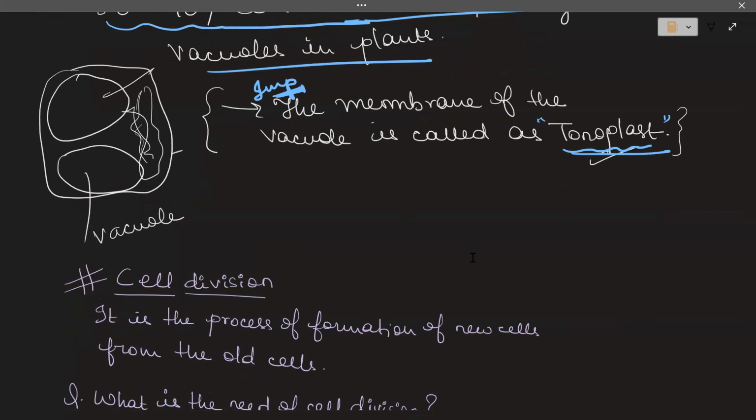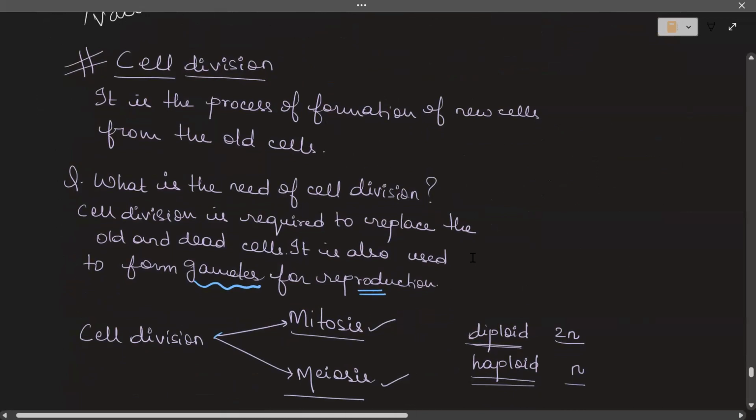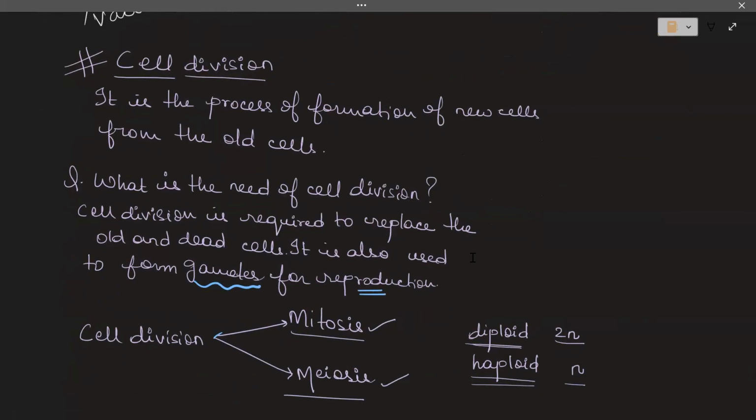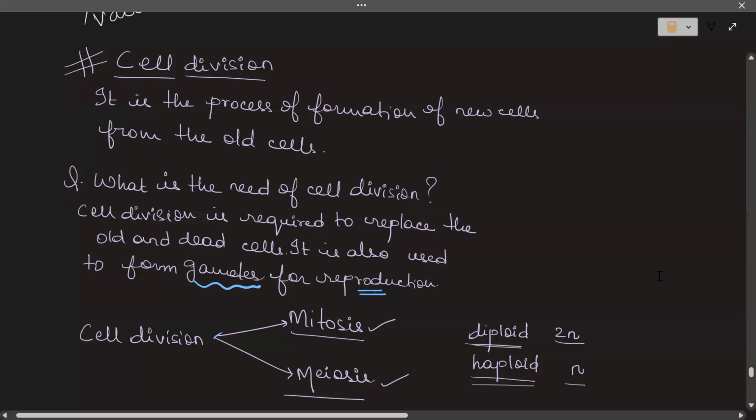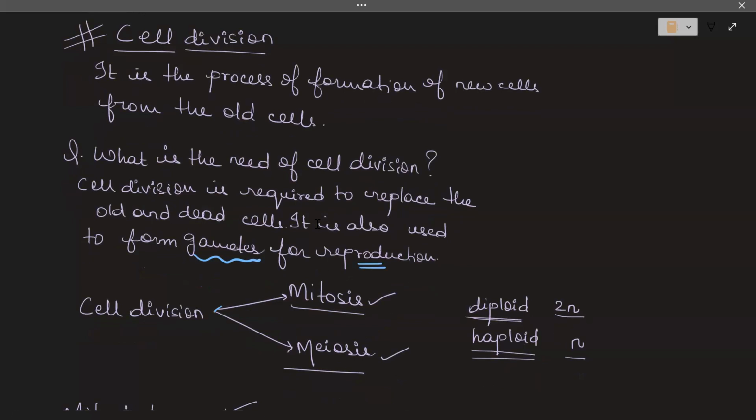All right. Now let's talk about cell division. It is when the cell divides in order to form new cells from the old cells, because in our body, new cells are needed every time. Why is there a need for cell division in our body? The cells of our body can die, sometimes they can get damaged. So for their replacement, new cells have to be formed, right? Also, for gamete formation and reproduction, cell division must happen. Clear?